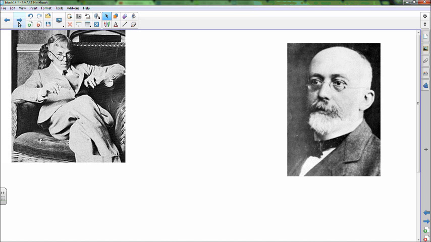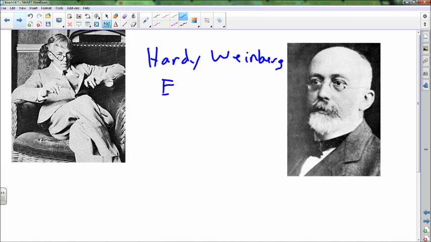Okay, today we're going to talk about something called Hardy-Weinberg equilibrium. We'll write it out here. This was actually created by a couple of mathematicians, not biologists. These are mathematicians that were applying mathematics to the idea of natural selection and evolution, and specifically looking at gene frequencies. So I kind of have to talk about that.